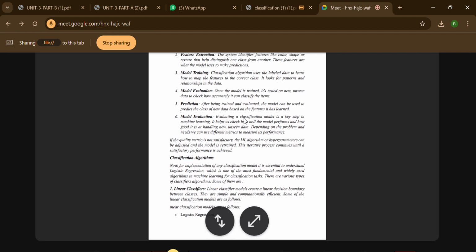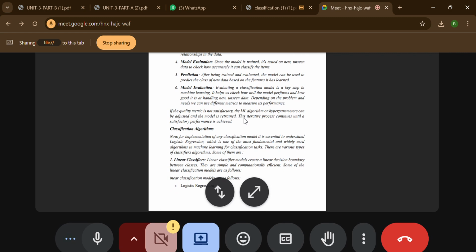And let's see some classification algorithms. To build classification models, several algorithms are available. They are mainly categorized as linear or non-linear classifiers. Linear classifiers create a straight line decision boundary. They are simple and efficient.